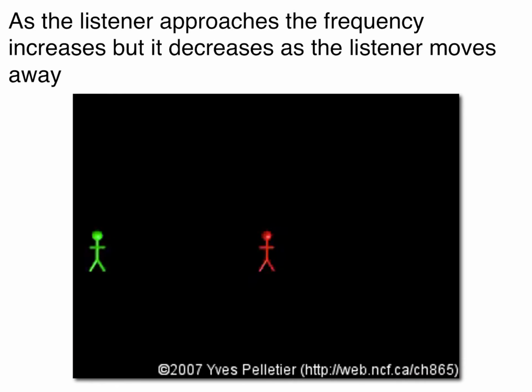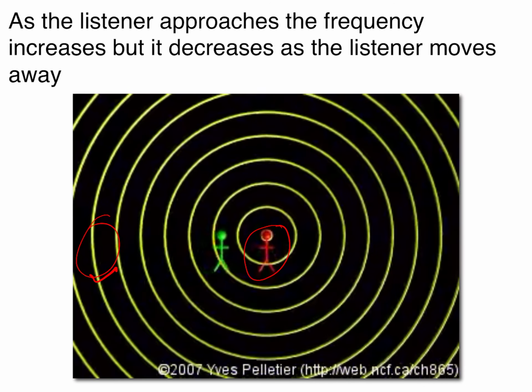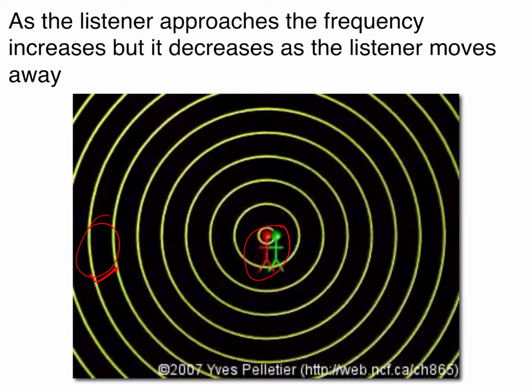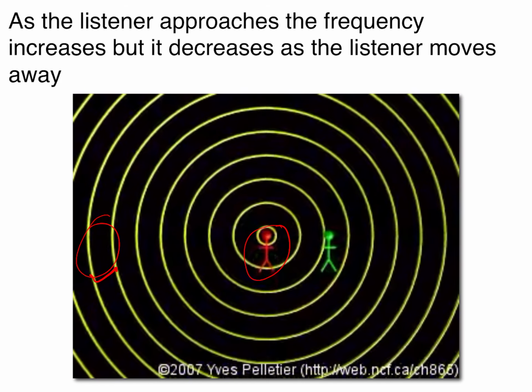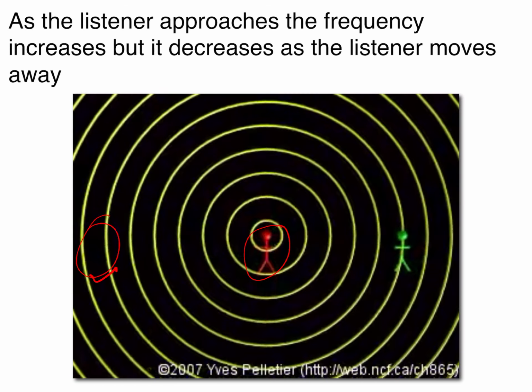So you have the source here and you have the observer here. Let us realize it. Now the source is emitting waves. Since it is stationary now, there is no shift. Now it starts to move, and then the frequency shifts. As the listener approaches, the frequency increases, but it decreases as the listener moves away from the source. Such an effect is called the Doppler effect.